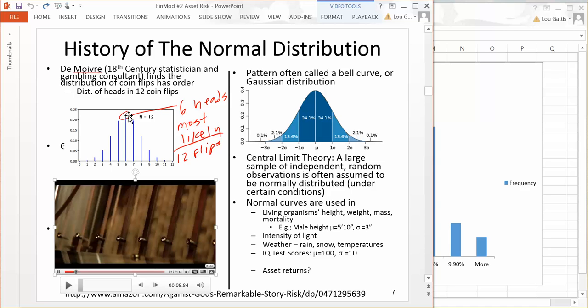the most likely outcome is you get 6 heads. So this is a histogram of 6 heads out of 12 flips. And sometimes you get 7 heads, 5 tails, 8 heads, 4 tails. And every once in a while, a small percentage of the time, you get 11 heads and 1 tail. And then a very, very small percentage of the time, you get 12 heads. So this is a measure of central tendency: the mean is 6 heads. And there's a dispersion around that mean.